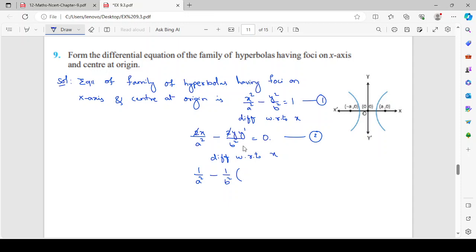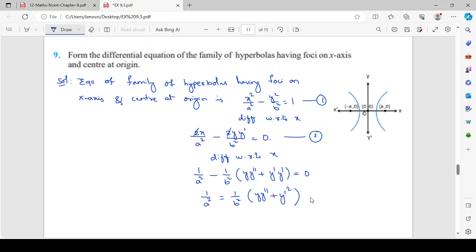y dash differentiation, u into v. So u v dash means y into y double dash plus u dash v. y dash will be as it is, y differentiation is y dash. So y dash into y dash equal to 0. So can you see 1 by a square, I will get it here in this case as 1 by b square into y double dash plus y dash square.